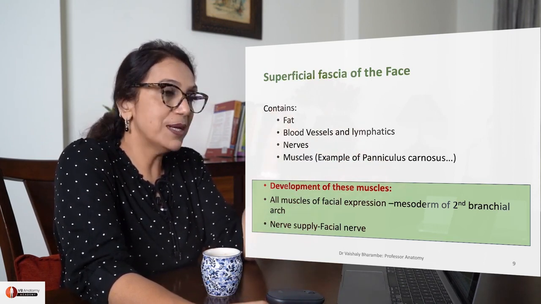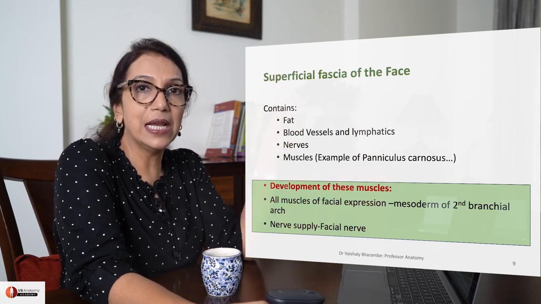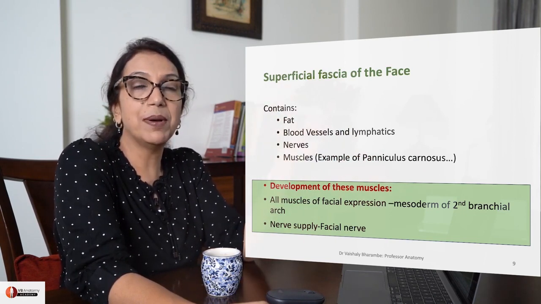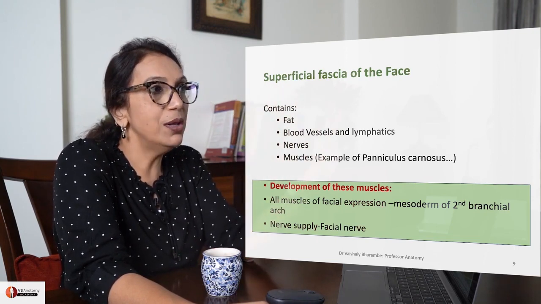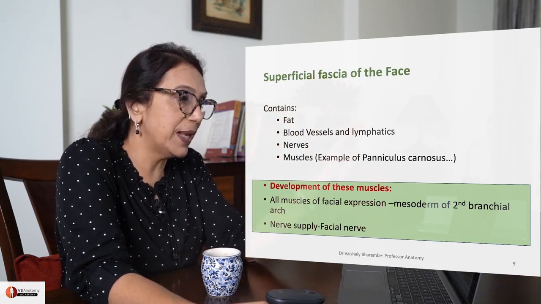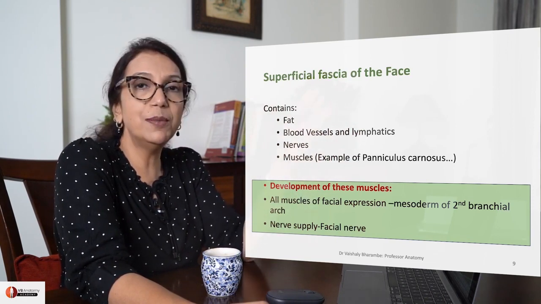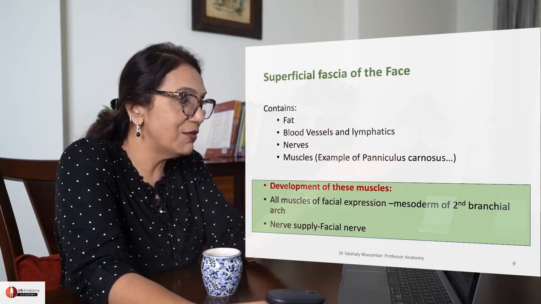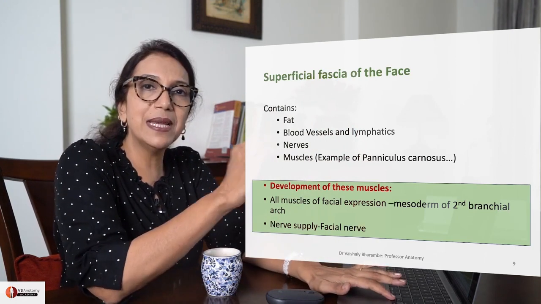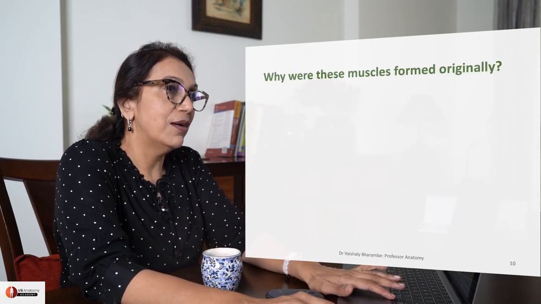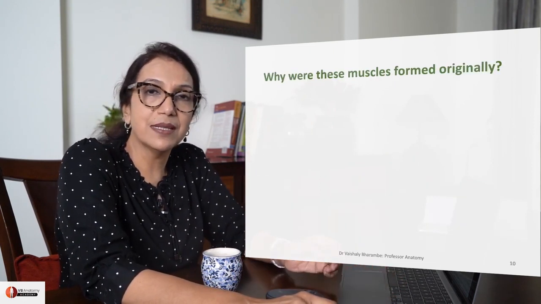Development: all these muscles develop from the second branchial arch and are therefore supplied by the facial nerve. Just remember this one sentence. All muscles of facial expression develop from mesoderm of second branchial arch and therefore supplied by facial nerve of second arch. With this basics in place, let's go and study the muscles.